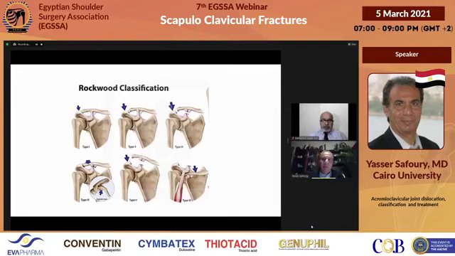For our treatment, we follow the Rockwood classification. Type 1, in which there is a sprain of the AC ligament. Type 2, in which there is rupture of the AC ligament and sprain of the CC. Type 3, in which there is rupture of both the AC and the CC with superior displacement of the clavicle. Type 4, in which there is posterior displacement of the clavicle. Type 5 is the same as type 3, but with more displacement and tension on the skin. The last type is type 6, which is the subcoracoid type.